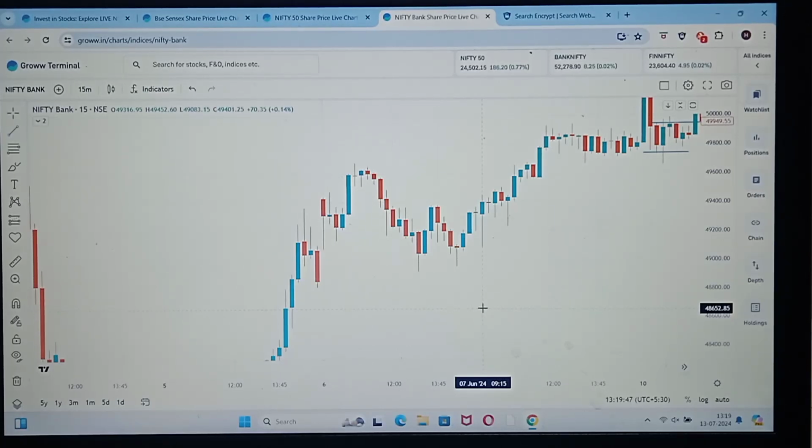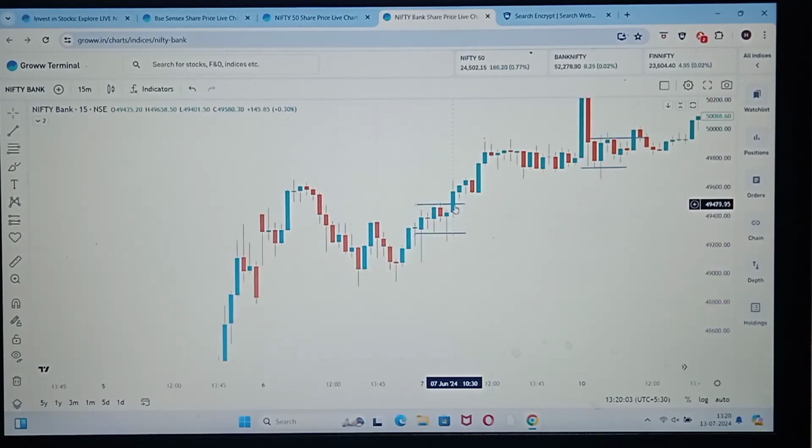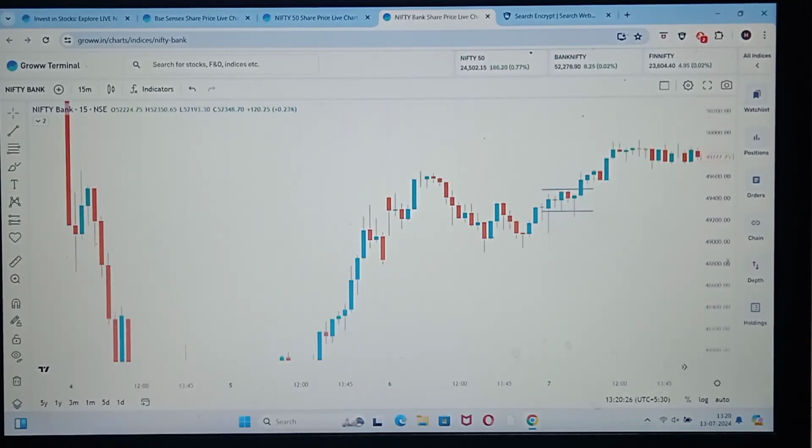So it will slowly increase. 7th of June you can see. So 7th of June we will mark the high and low. Now you can see this candle, this bullish candle, around 10:30 we got a trade at around 49,483 mark, and you can see these 3 consecutive candles are bullish. So easily we can book a profit here. 150 points we got easily.